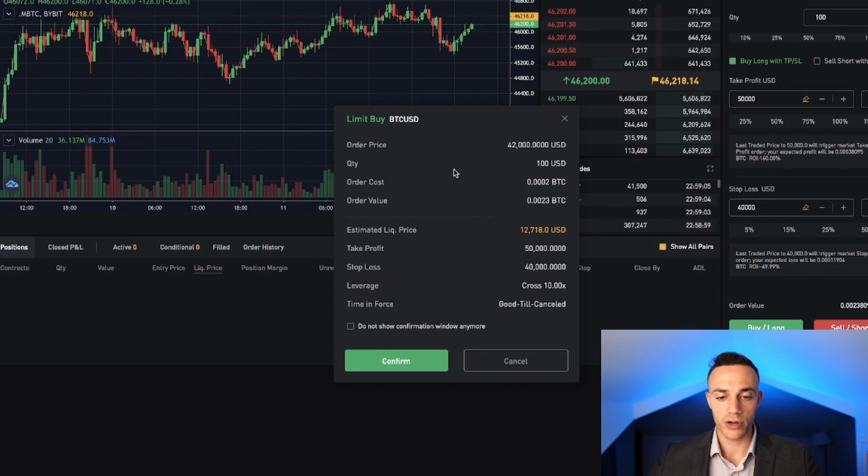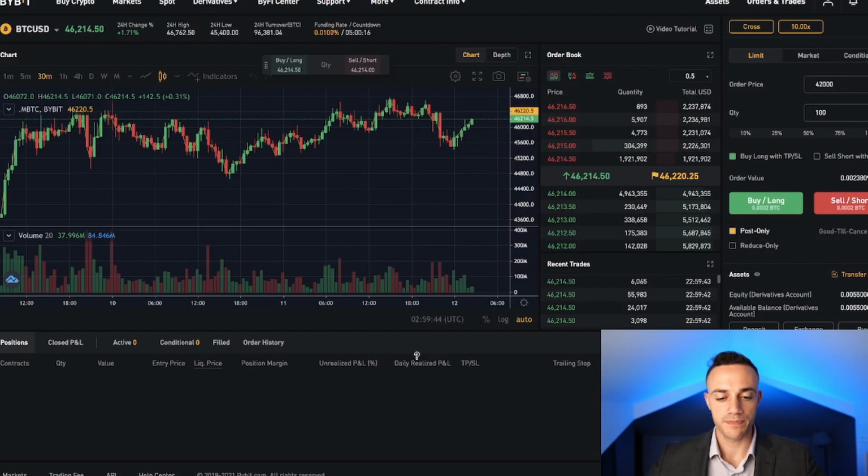Now it'll confirm our order, saying that we're essentially in, we'll go long at 42 grand at $100. This is going to cost 20k Satoshis, I believe, with an estimated liquidation price of $12,718. What that means is if Bitcoin drops down to 12k, then I get liquidated. I severely doubt that will ever happen. I doubt we'll see 12k ever again in our life for Bitcoin in history. So we can see we're using cross 10x leverage as a good till cancel order, target profit, stop loss, all there. Okay, if you don't want to see these confirmations anymore, you can check that.